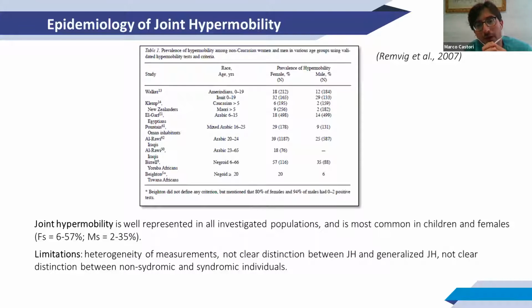However, still in this literature review, it was evident that there is such a variability in frequency. You can see in the slide that in females, joint hypermobility has a frequency from 6 to 57%, and in males from 2 to 35%. Such a variability is also the result of a bias, because the methods of assessment of joint mobility, and consequently of attributing the presence or not of joint hypermobility, are quite variable among these studies.